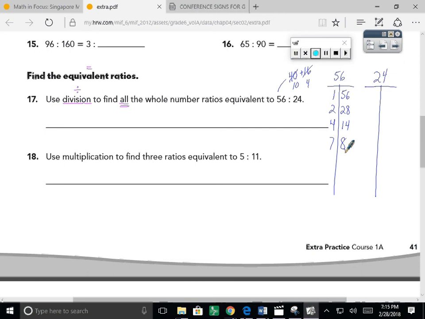Let's take a look at 24. Let's break it into pieces or factors. 1 times 24 would be a great start. And I also notice it's even. So what's half of 24? Half of 20 is 10. Half of 4 is 2. That would make 12. 2 times 12 is 24.